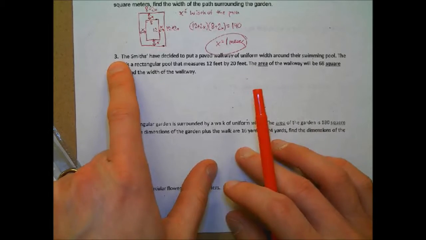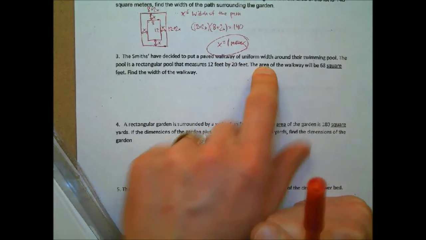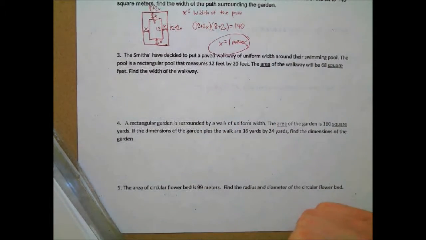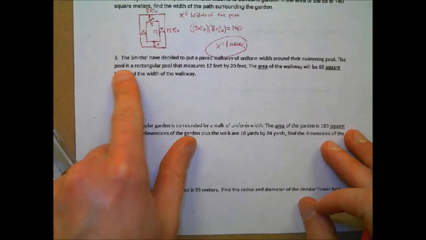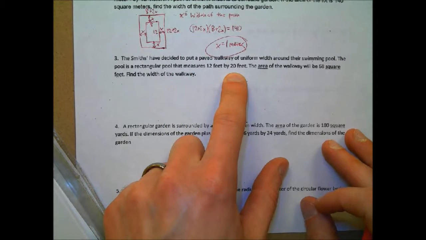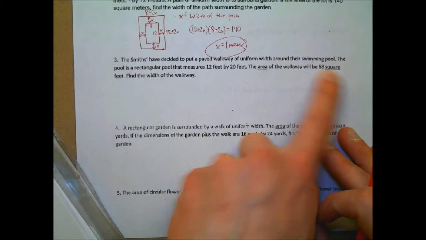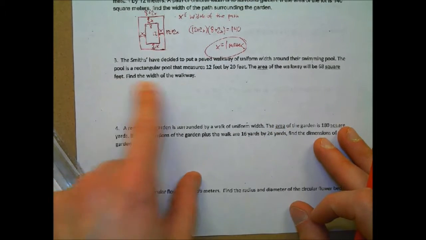Number 3, the Smiths have decided to put a paved walkway of uniform width around their swimming pool. Okay, so far it sounds the same thing. The pool is a rectangular pool that measures 12 feet by 20 feet. The area of the walkway will be 68 square feet. Find the width of the walkway.